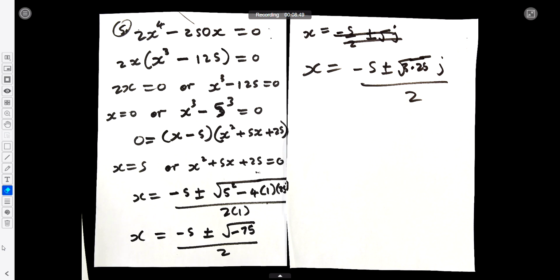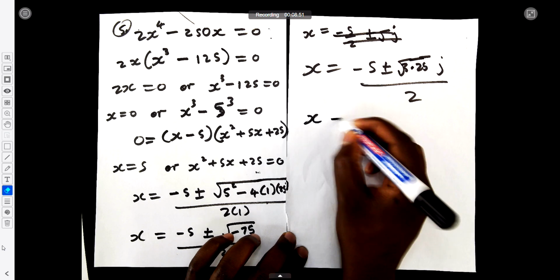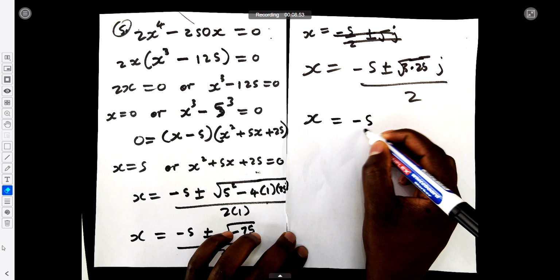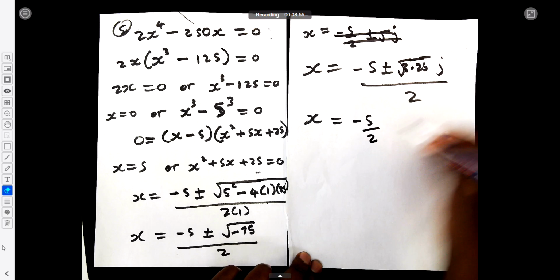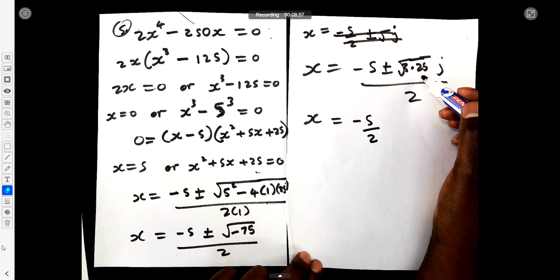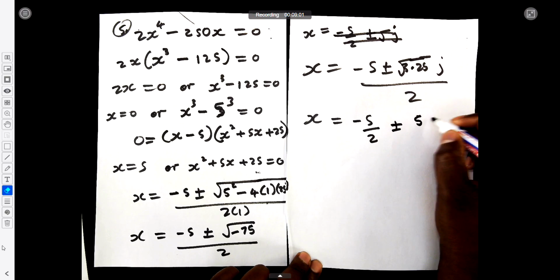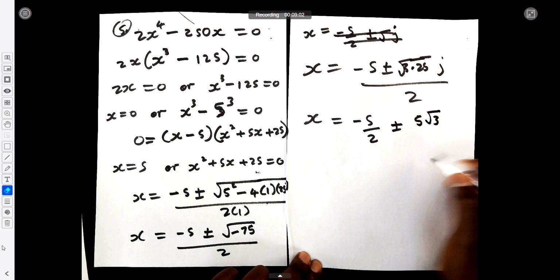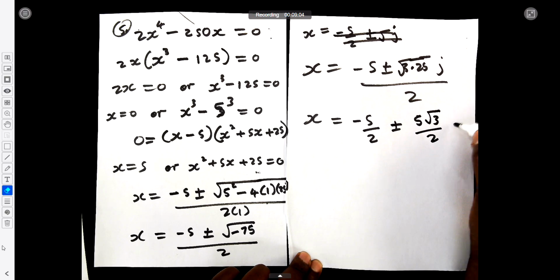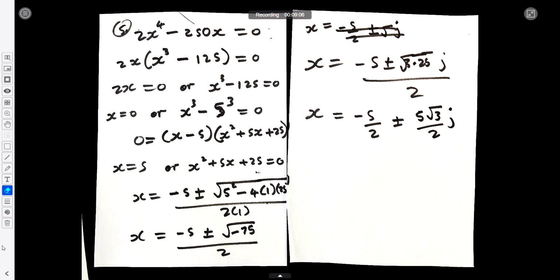3 times 25. So I want to leave it in a radical form. So we know that the square root of 25 is 5, isn't it? Therefore, inside we're left with root 3, then all divided by 2, because we'll have j. You can express it in that way. So I hope it's clear that way.